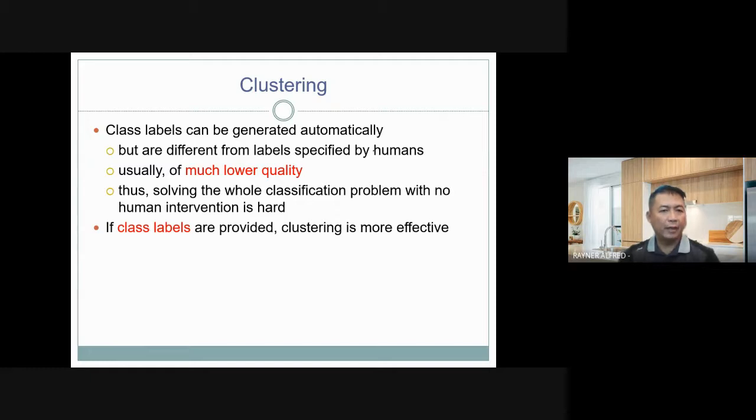If we have the class labels provided, the clustering is more effective. But since this is called unsupervised learning, or an unsupervised task, we do not have the class labels. So we have to run through the clustering process, K equal to 5 or K equal to 7. One of the practices is to look at the number of documents and take the square root of that number. So if you have 100 documents, the K value will be 10, because the square root of 100 is 10.